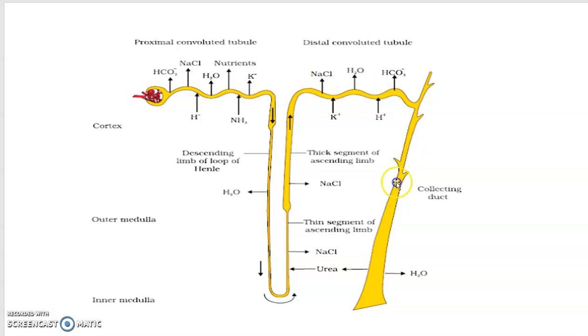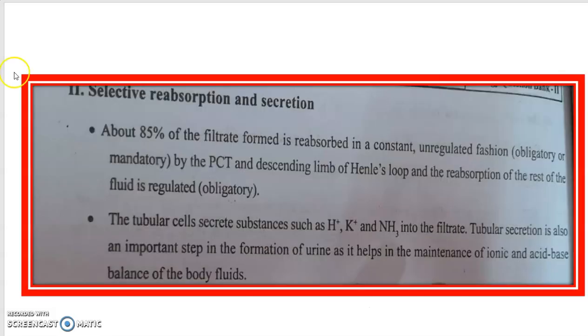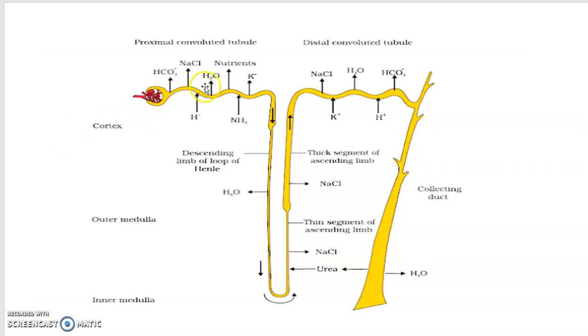You have to know this. Nephron means up to only here. This part is not a nephron. This is the collecting duct. The collecting duct is not a part of the nephron. Tubular cells, that means the cells present in this part, secrete.